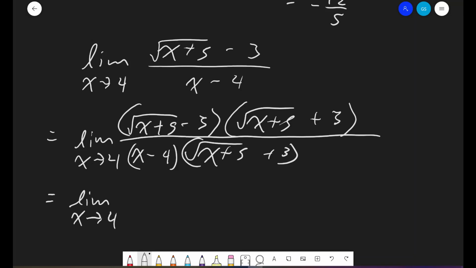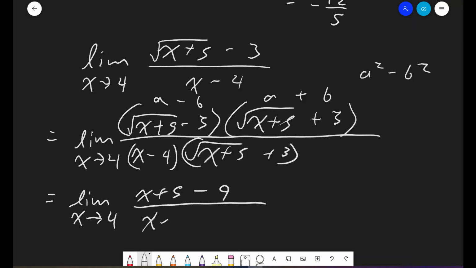And now we can just expand the numerator. So this is like a difference of squares. This is a, this is b. So that would give you a squared minus b squared, right? Because there's a minus here, there's a plus here. So that's all we're doing. So that would just be x plus 5 minus 9, over x minus 4 times root of x plus 5 plus 3.